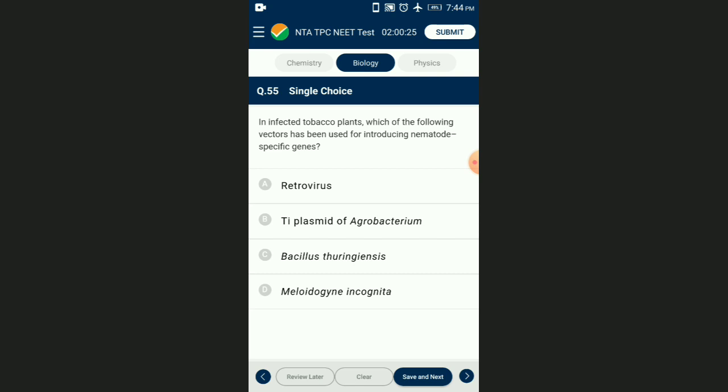genes, and Agrobacterium is then allowed to infect the tobacco plant. When Agrobacterium infects the tobacco plant, our gene of interest, that is nematode specific gene, also gets inserted in the tobacco plant. So the answer is option B, Ti plasmid of Agrobacterium.